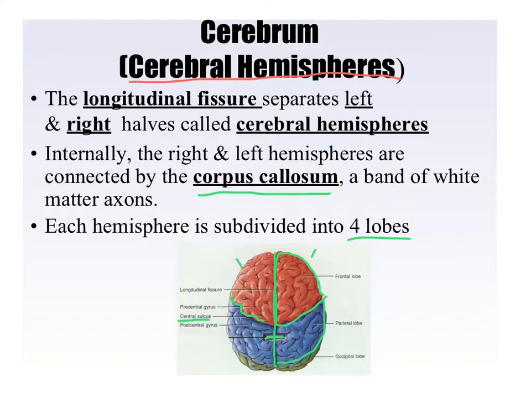In the very posterior part of the brain, you have the occipital lobe, which is involved in vision. And you can't really see it here, but on the side and inferior, or below the parietal lobe, you'll have what's called the temporal lobe.